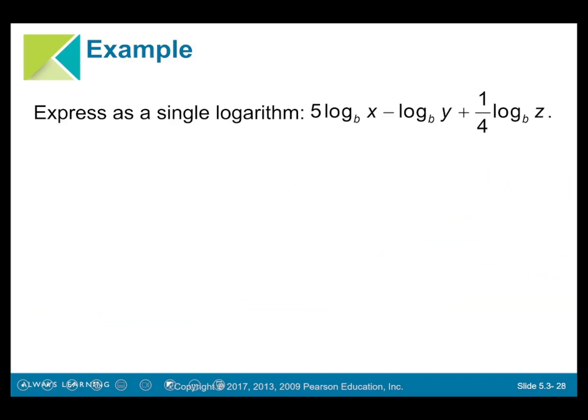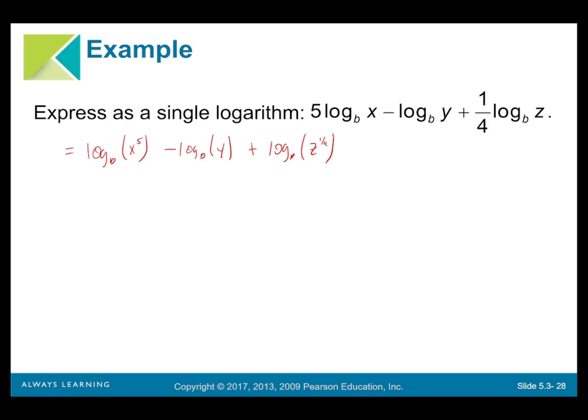Now let's do this again, only we're actually going to do this in the opposite direction. Try to bring things back to a single logarithm. So if I have 5 log base b of x minus log base b of y plus 1/4 log base b of z. Alrighty, so let's take care of the exponents first. This is the same as log b of x to the 5 minus log b of y plus log b of z to the 1/4.